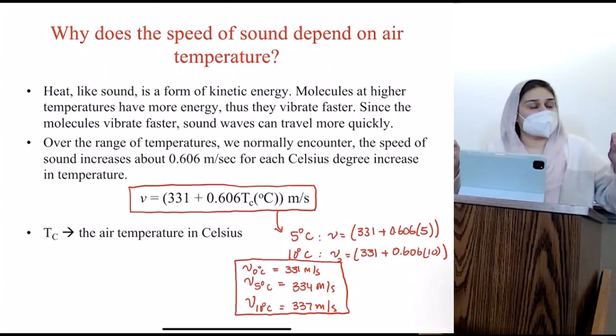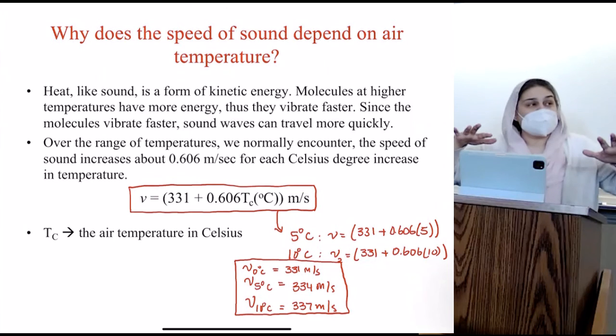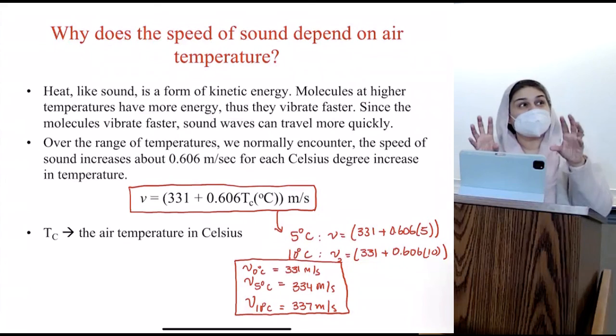So here's the moral of the story. As temperature goes up, the speed of sound will go up. That is why it feels very quiet when it gets very cold.